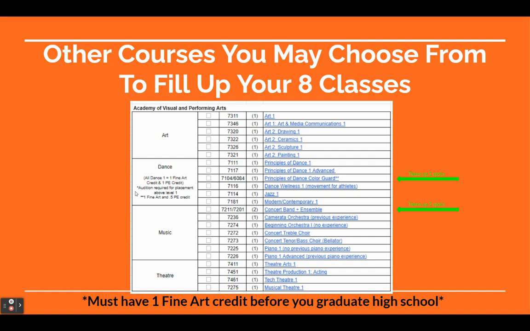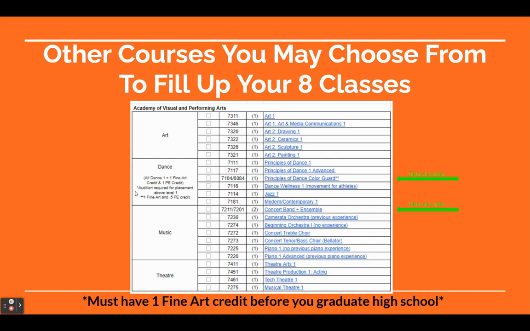Principles of Dance 1, you don't need to know anything. Principles of Dance 1 Advanced means you've already taken dance classes or have dance experience. So maybe you've been taking dance classes in middle school or outside in the private sector. Principles of Dance Color Guard. This one actually takes up 2 spots, and it's because it's part of our band program. These are the students with the band who have the big flags that twirl and dance out on the football field with our band. They meet every day.